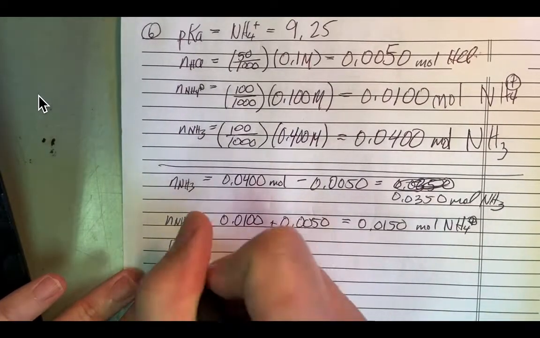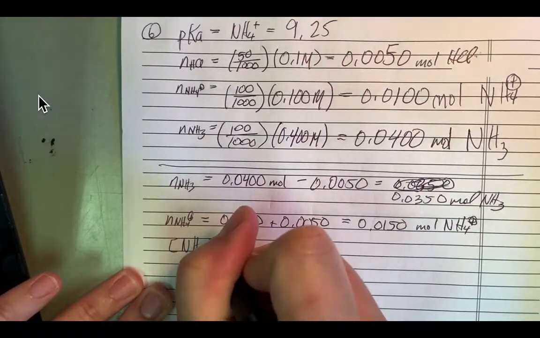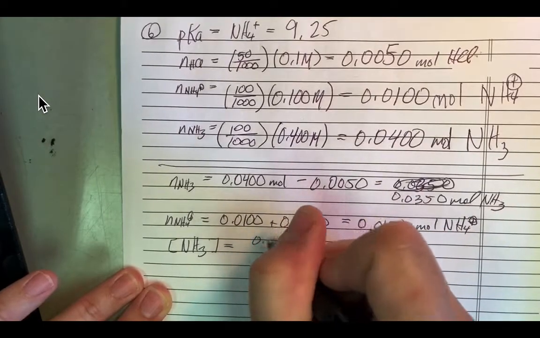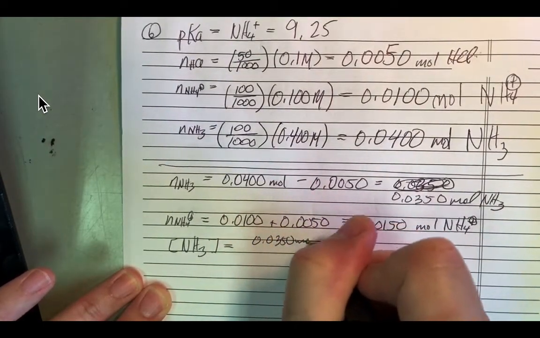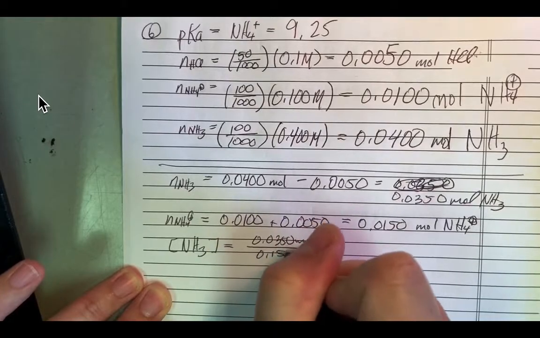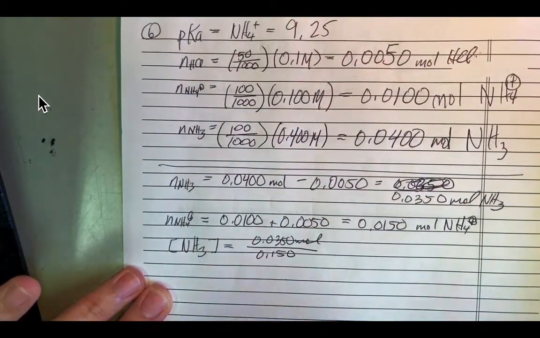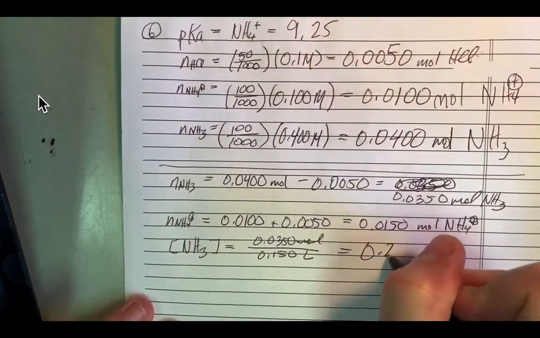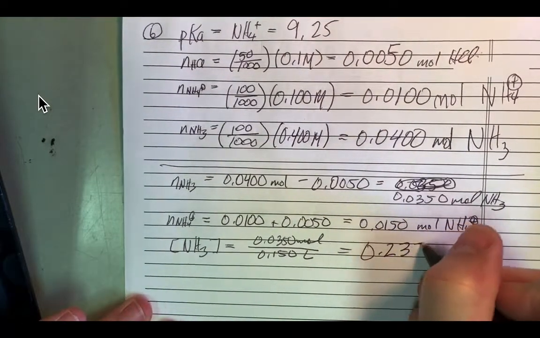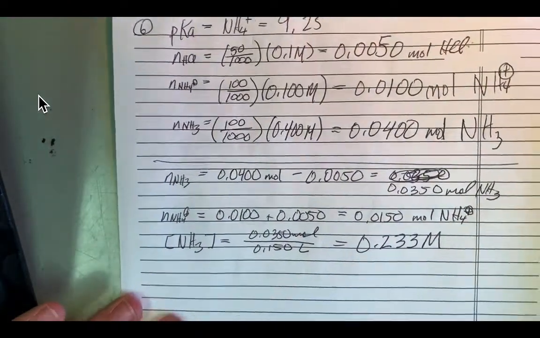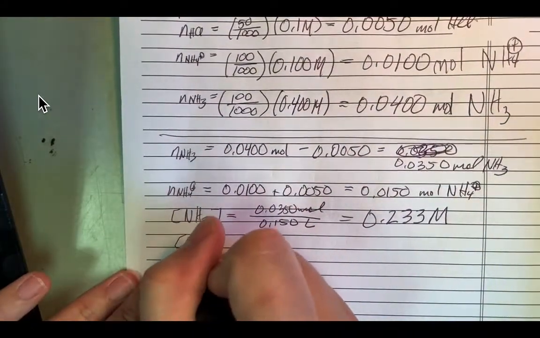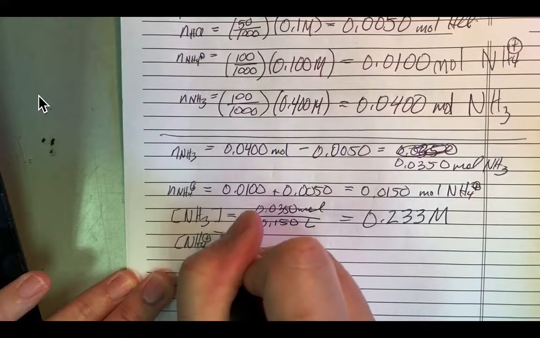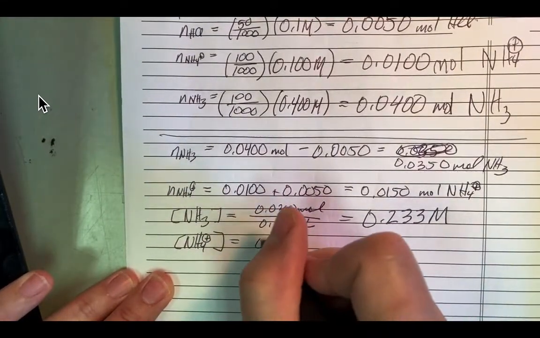So concentration of ammonia. Okay, I'm going to go ahead in my head and make that into liters by dividing by 1,000. Okay, now I have a molarity of the ammonia. I'm going to do the same thing here with the ammonium.